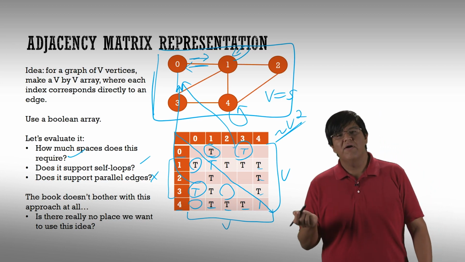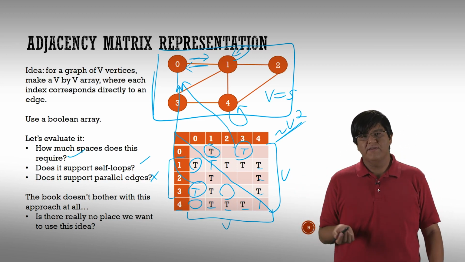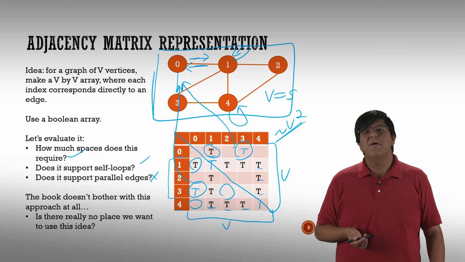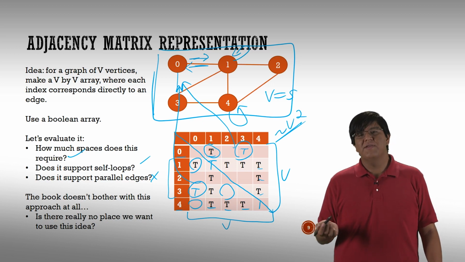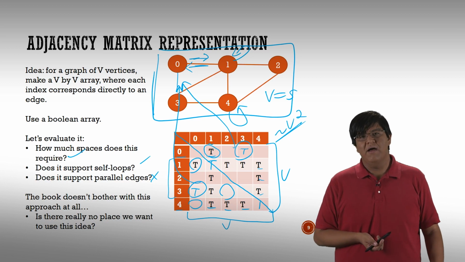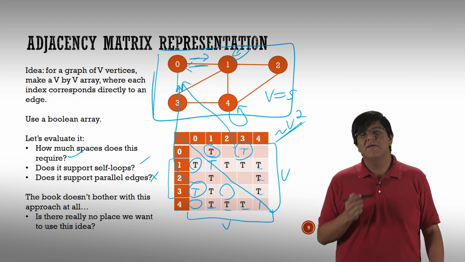And so the book doesn't really overall bother with this approach a whole lot. Obviously we're going to discuss it here because people should know what they are, but in general, people don't use them a lot because of the space reason. That is a lot of space to commit to, especially if your graph is very large, that v squared can be pretty large. So a lot of times people won't use this representation.